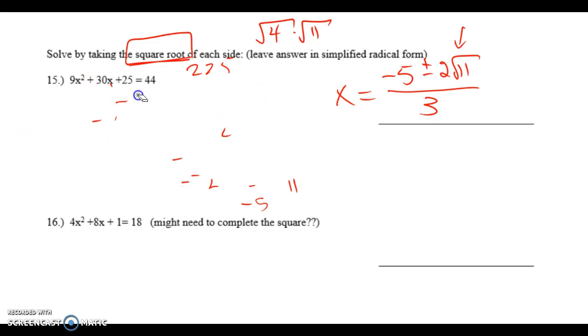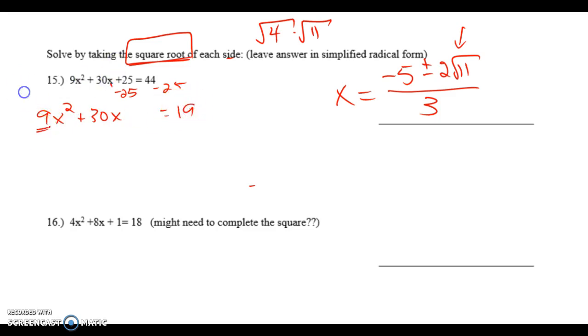Okay? Now, if I go back and I want to complete the square, this is what we're going to do. We'll get to the same answer. All right, I'm going to subtract the 25 over because that's what I have to do first. 9x squared plus 30x equals 19.